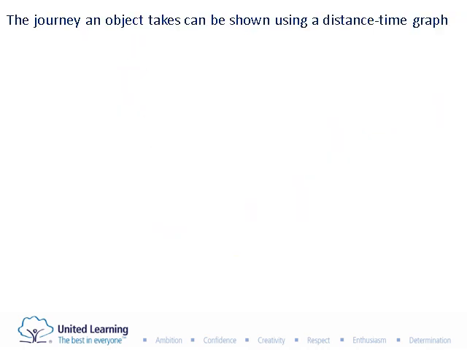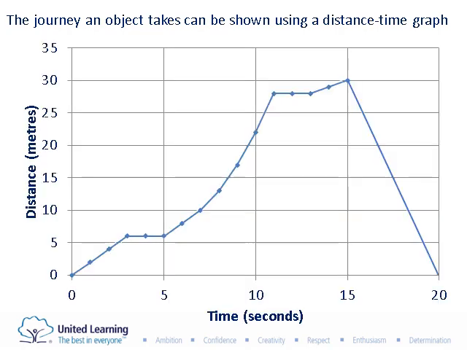Okay then, distance time graphs. Basically they allow us to have a look at a journey by an object. More often than not, it'll be a person running, a car or a cyclist, some things like that. And they look something like this.